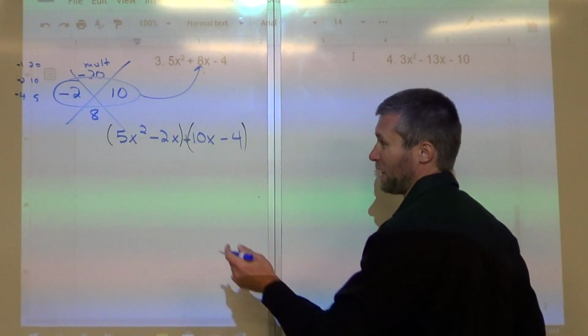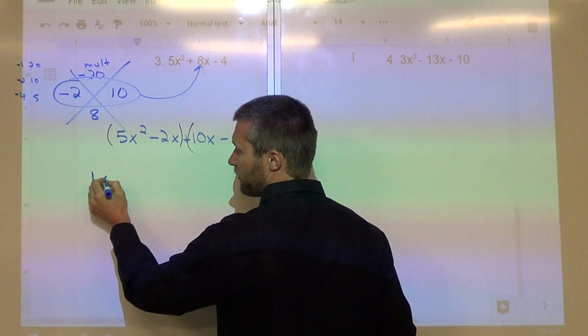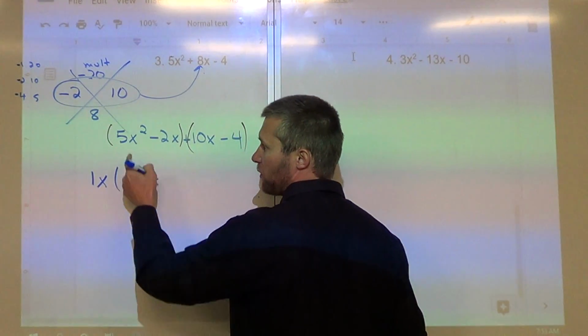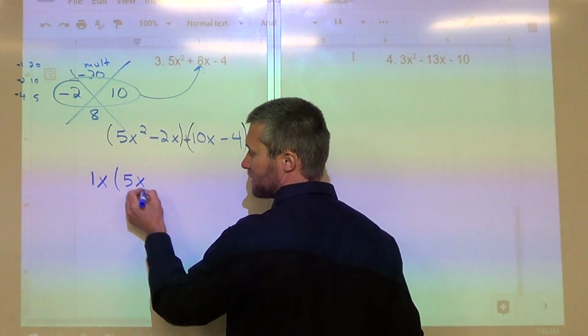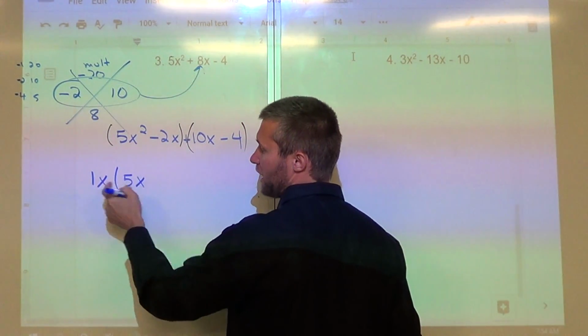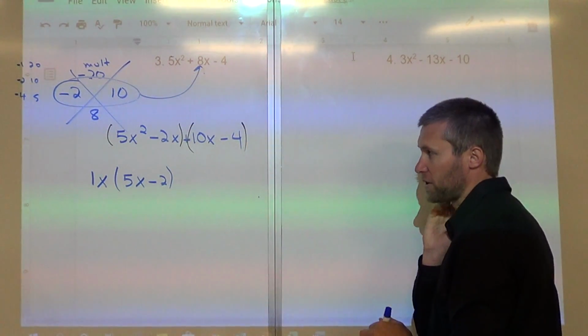So what biggest number 5 and 2 have in common would be a 1. We can always factor an x out of that first one. So 5 divided by 1 is 5. X squared divided by x is an x. 2 divided by 1 is 2. X divided by x goes there.